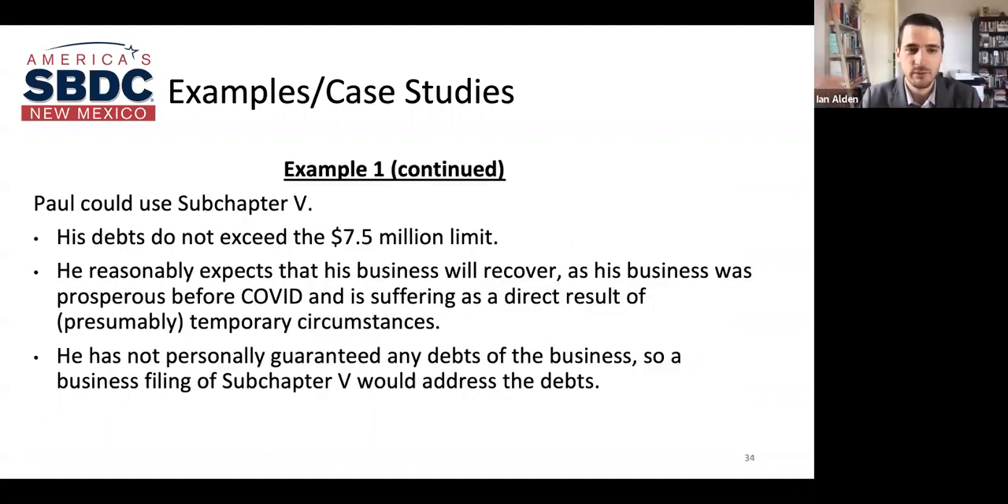This is a classic example of what Subchapter 5 is good for. His debts don't exceed the threshold, which is right now $7.5 million. He reasonably expects his business is going to recover, as it was prosperous before COVID and will probably be prosperous after. There's no reason to expect that it won't be. And he hasn't personally guaranteed any debts of the business. So his business filing of Subchapter 5 would totally address the debts. There's no one else on the hook that will be pursued for those debts in full if Paul goes the Subchapter 5 route for his business. That is a classic use case of Subchapter 5.